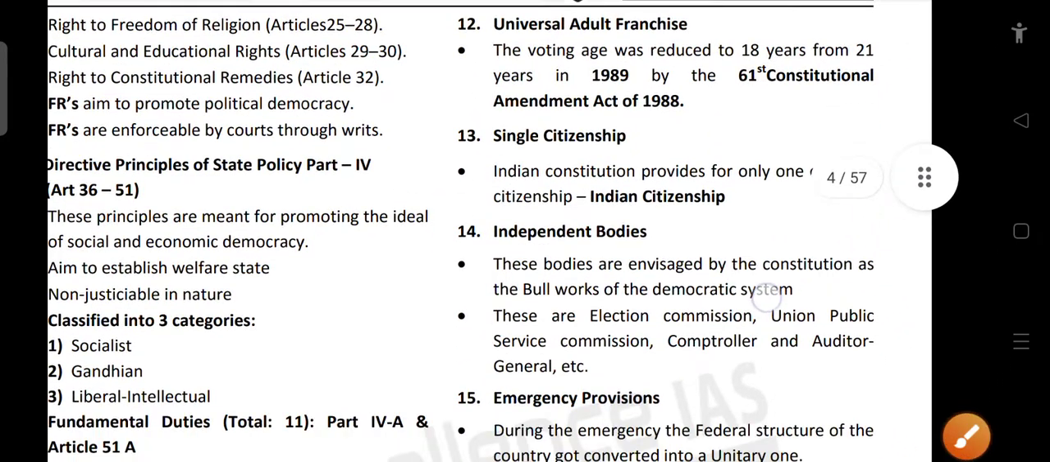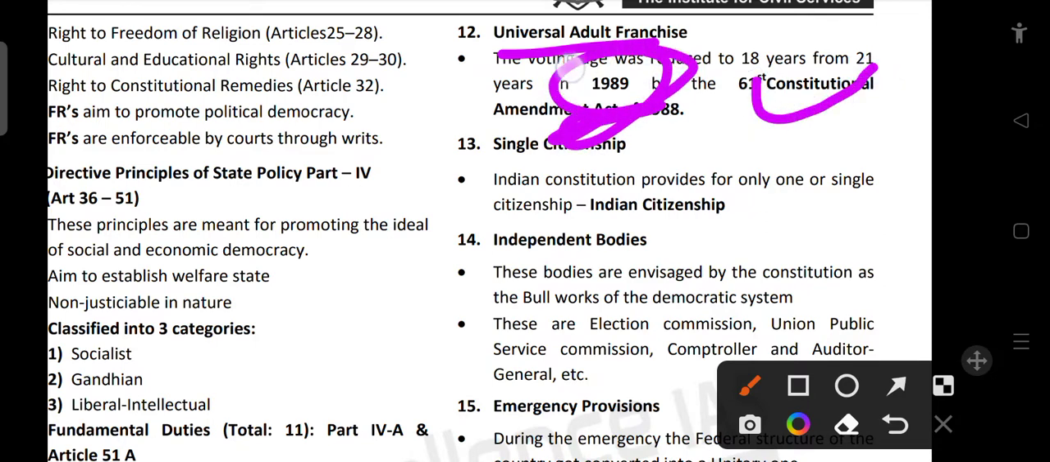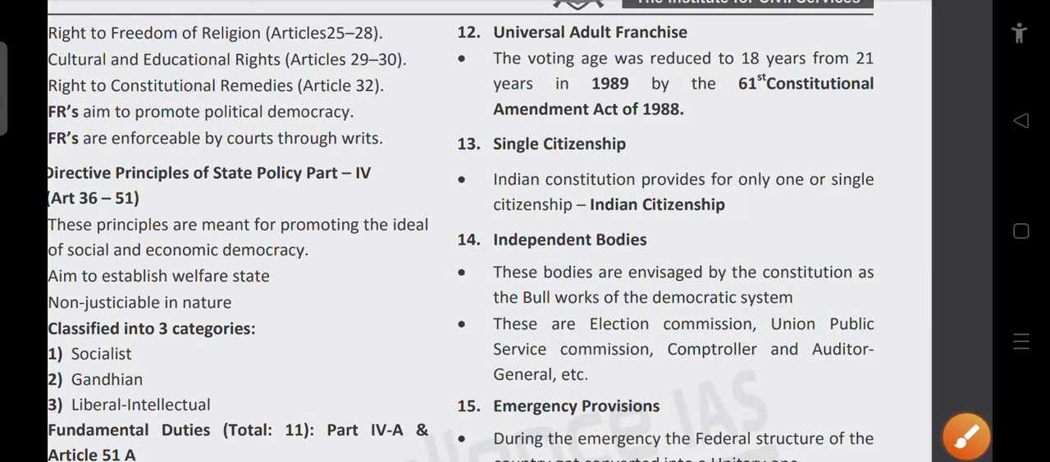And the next feature is universal adult franchise. Our Constitution has given universal adult franchise to all the people. The voting age was reduced from 21 to 18 in the year 1989. So all the people who are above 18 can vote. The age was reduced under the 61st Amendment Act 1988. In 88 the act was passed, and from 89 the law was implemented.